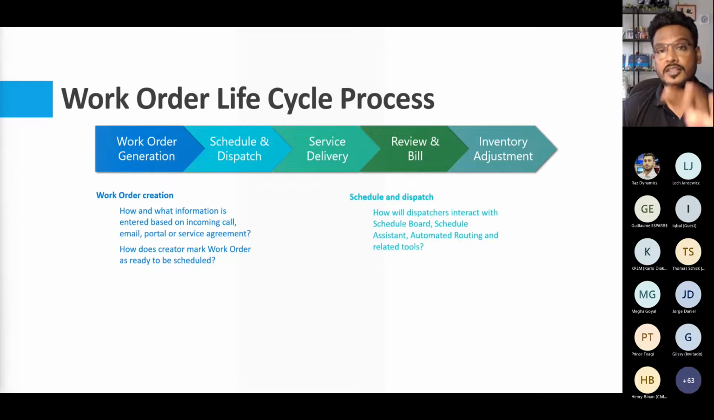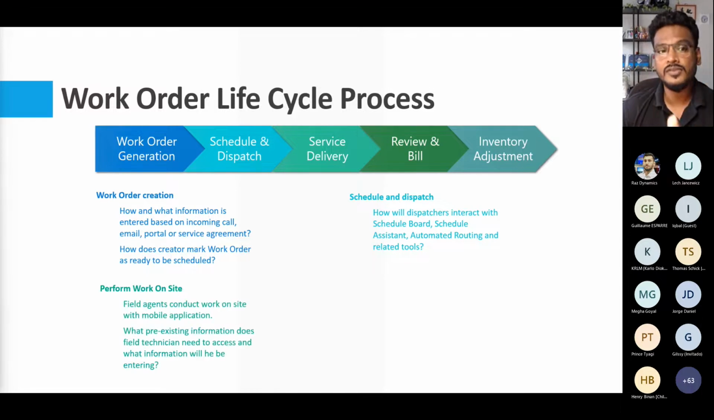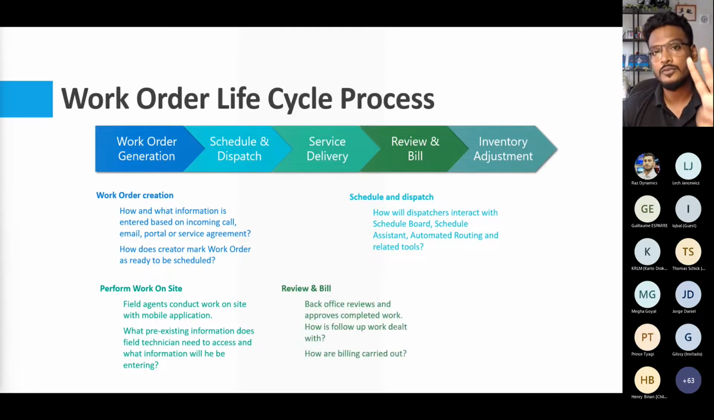The next one is dispatching, or sending someone to fulfill the work order and do the work. That's step number 2. Step number 3 is the person or group of people reaching the customer location or any service location and doing the work. The fourth step is that once they've done the work, someone reviews it if there is a review process, then review and approval goes on, and then it's billed to the customer.